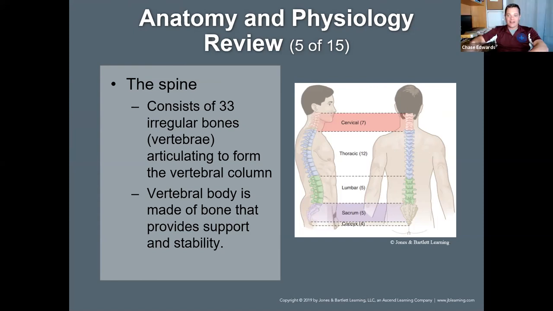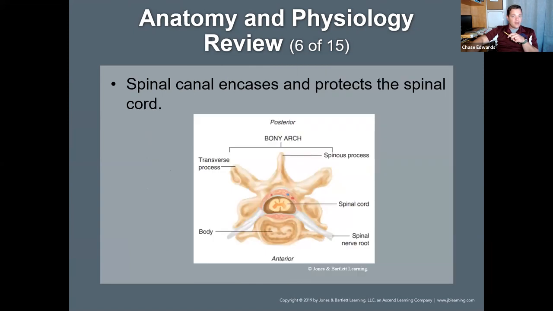All right. So, where am I at? So the vertebral body is made of bone that provides support and stability. And the spinal canal encases and protects the spinal cord. So the spinal canal, vertebral body.